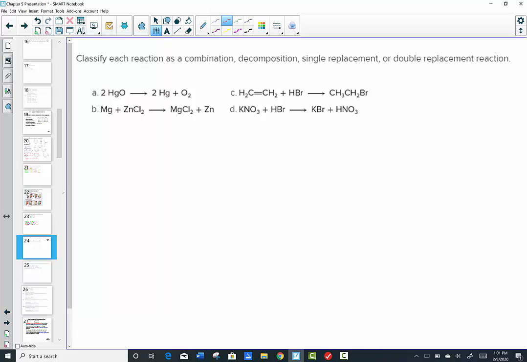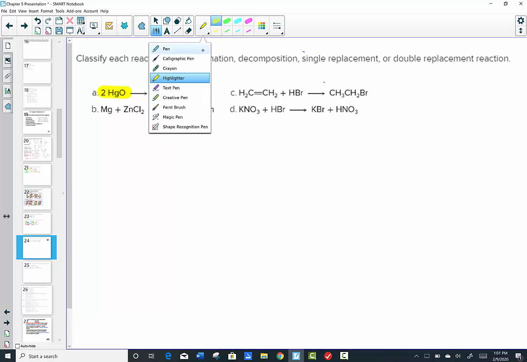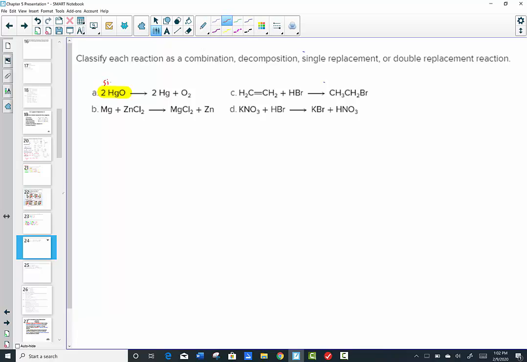Now, what if they're all mixed together? Can you try this one out? Work ahead of me and come back. Tell me if they're combo, decomp, single, or double. All right. So here we're just looking to see what the pattern of chemical change is. Letter A, I have a single reactant. A single reactant means just one thing on the left-hand side. When that happens, you know to classify that as a decomposition.